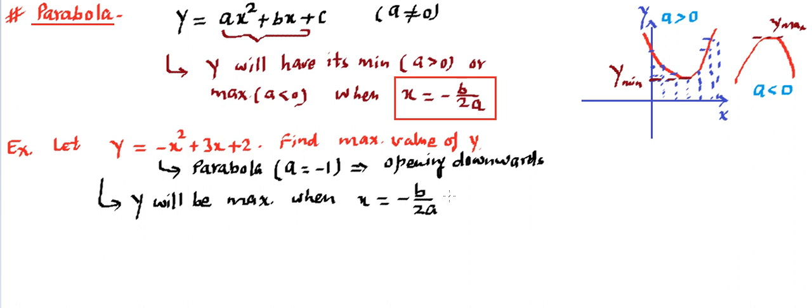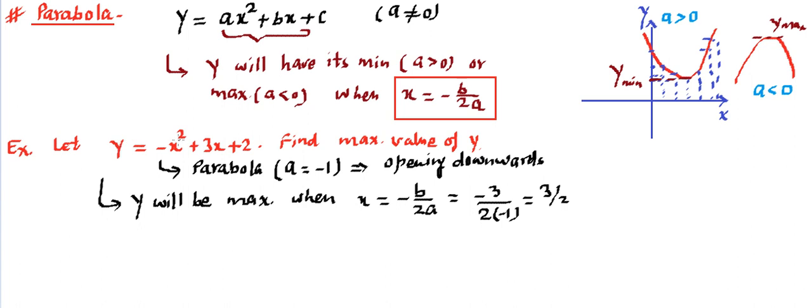So let's find out what the b value is. The b value is the coefficient of x, which is 3 over here. So you should say it's 3, divided by 2 into a. The a value we have already identified, it's minus 1. So you will say this is equal to, minus and minus settle together, so it's going to be 3 by 2. That means when x becomes 3 by 2, then this will have its maximum value.